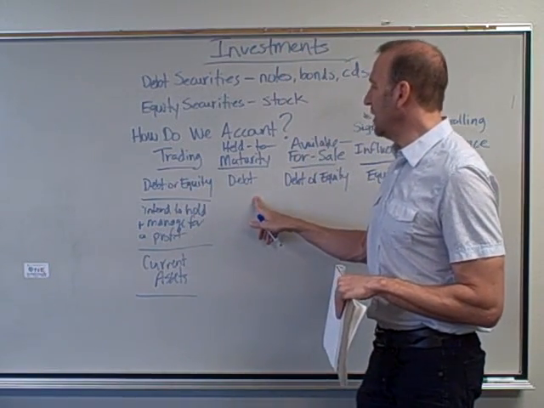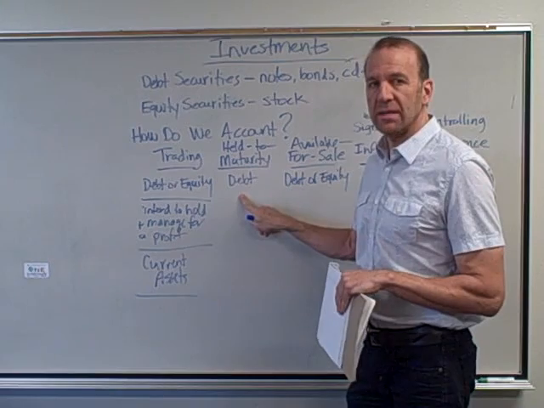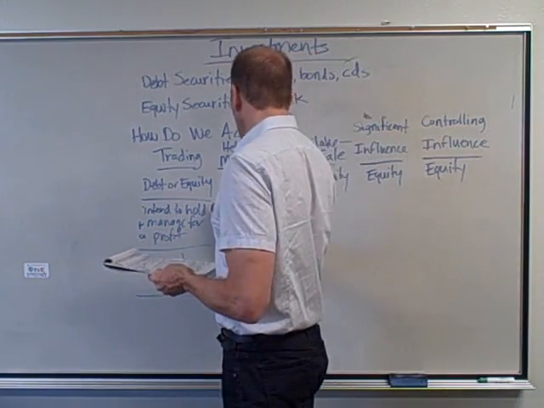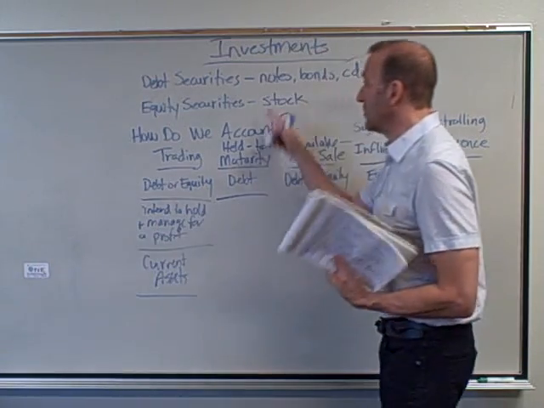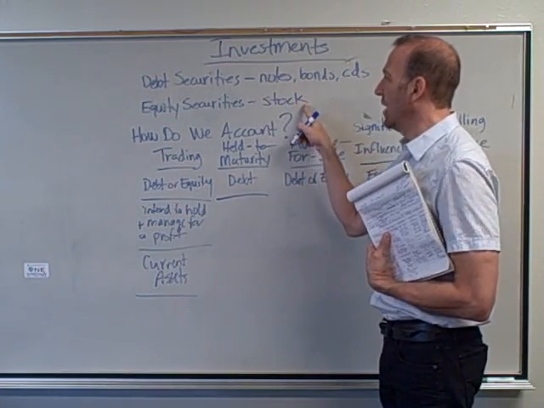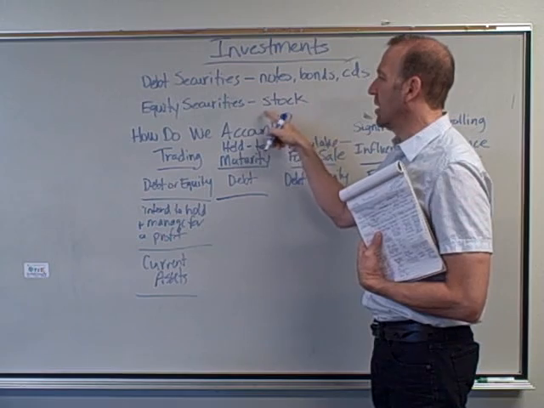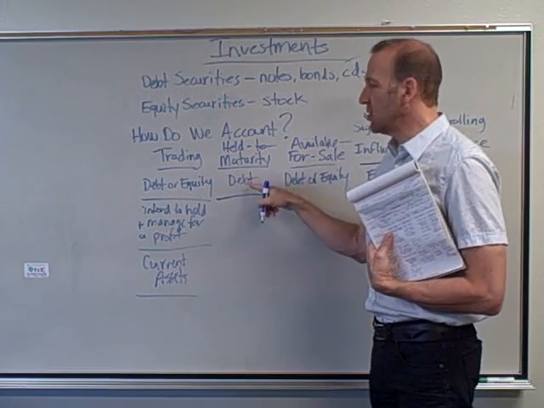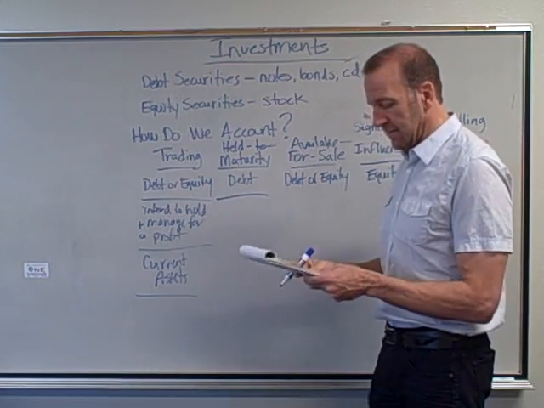Now, held to maturity are debt. The only possibility for this category is debt, okay? If we're going to hold it, the only ones that have maturity are debt. Equity goes on forever, these stocks, as long as the company keeps going. Debt securities have maturity dates, so that's why held to maturity, HTM, would be debt.